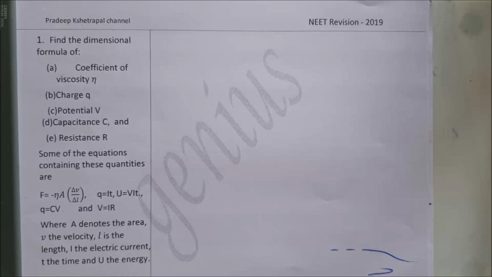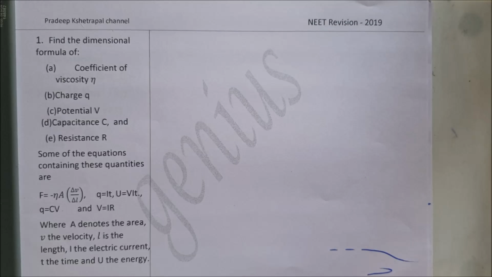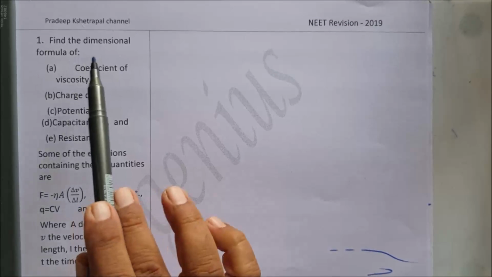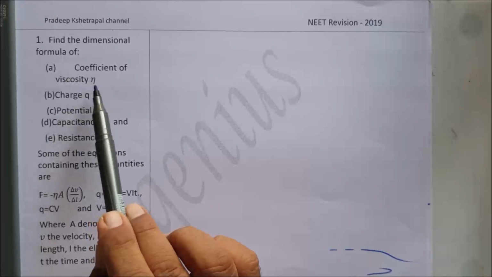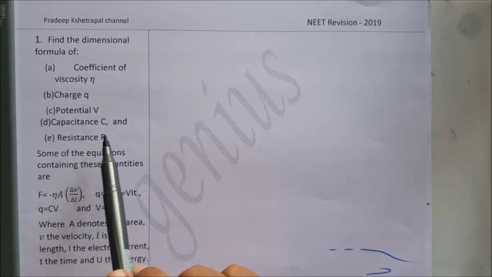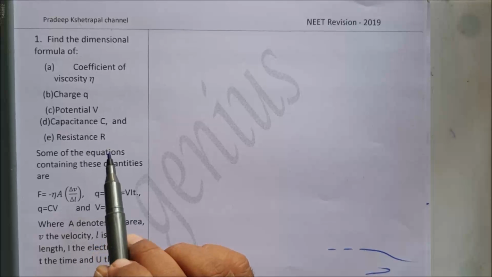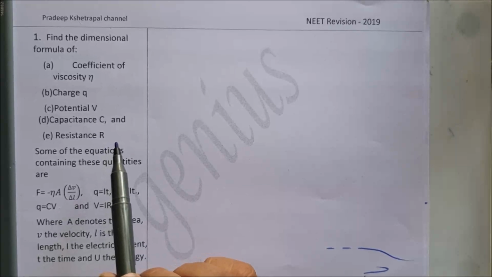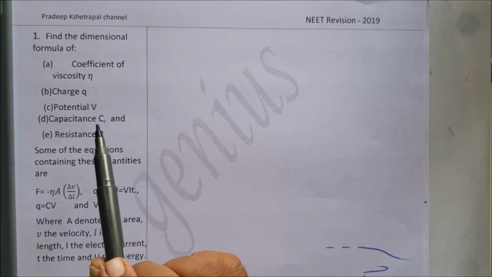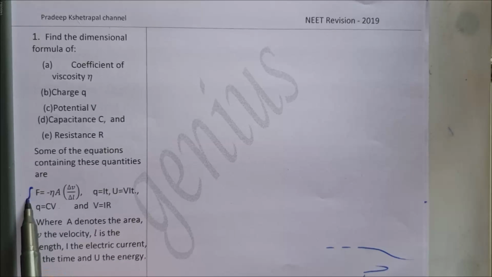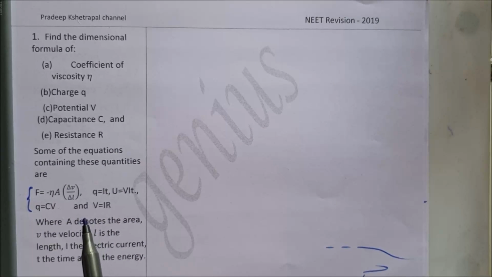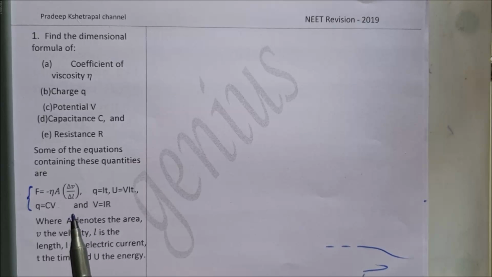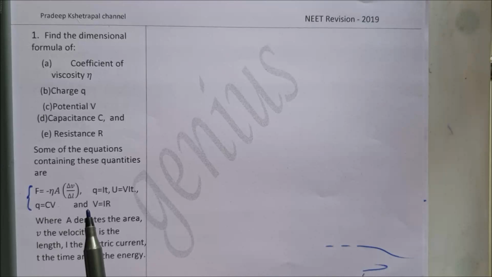We are preparing for the NEET examination and doing a revision for it. Here is the application of dimensional analysis. The question says, find the dimensional formula of coefficient of viscosity eta, charge Q, potential V, capacitance C and resistance R. To help us out, they have given certain hints, facts and equations, with the help of which we are able to find these dimensions.